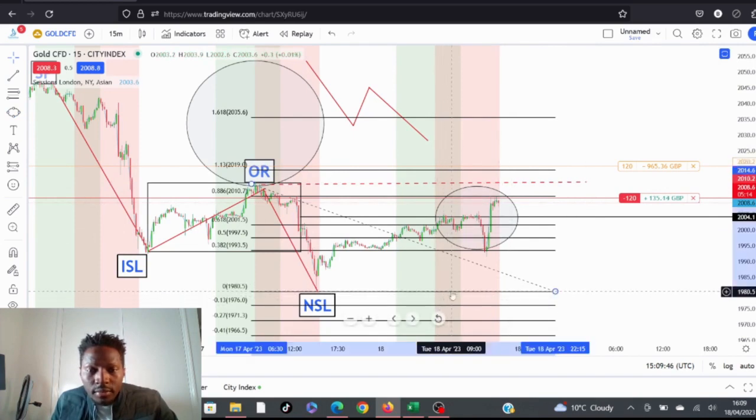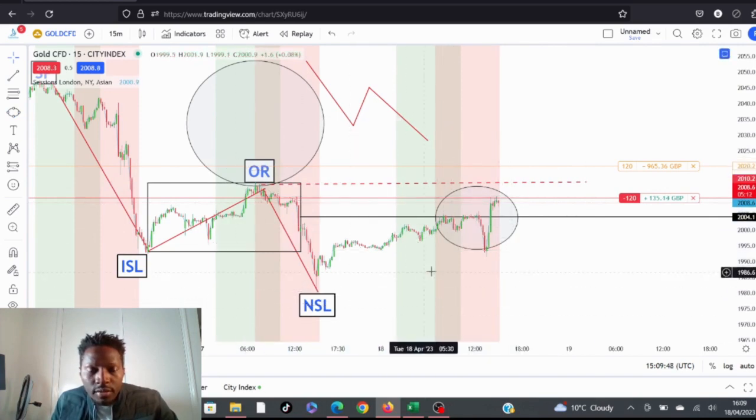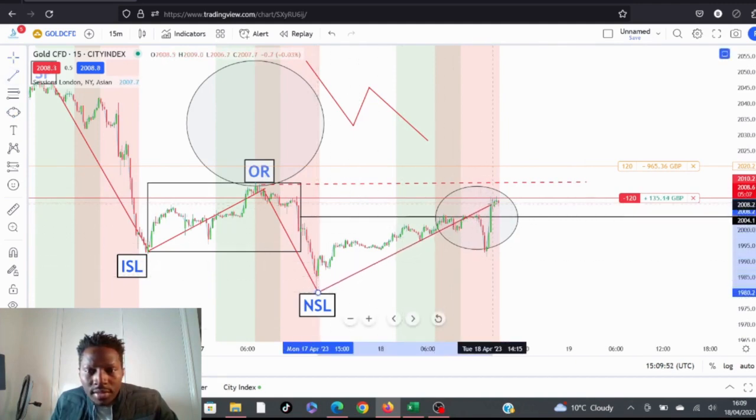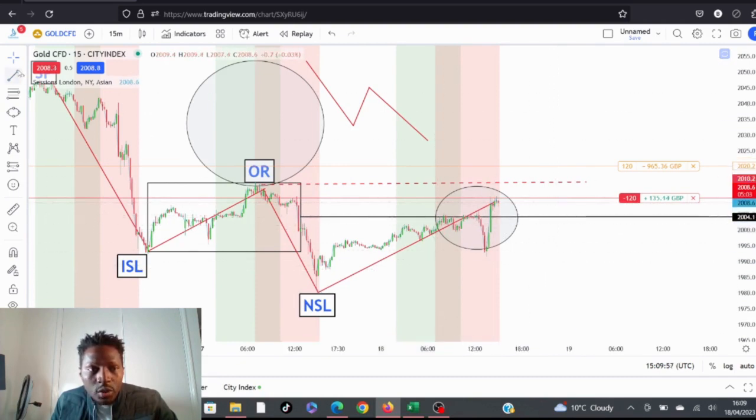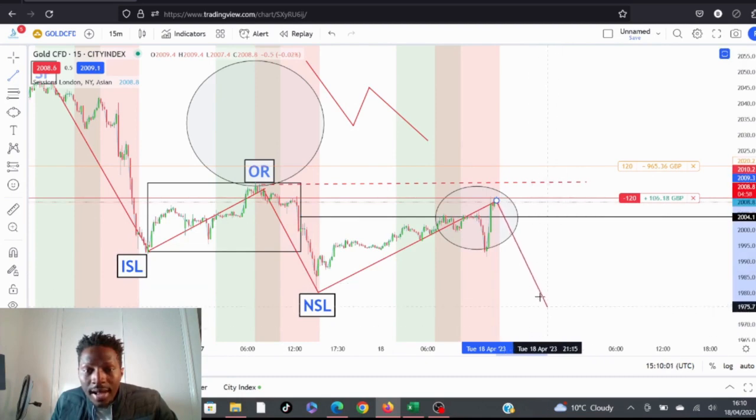This is the line. I'm going to get rid of this Fibonacci. And this is our new outside return, which the market is currently in. So the next move of this market is going to be a move that's going to go down and create a new structure low. So if this comes back and breaks this structure, then we have a bearish structure. So now technically this trade is a valid trade to take.